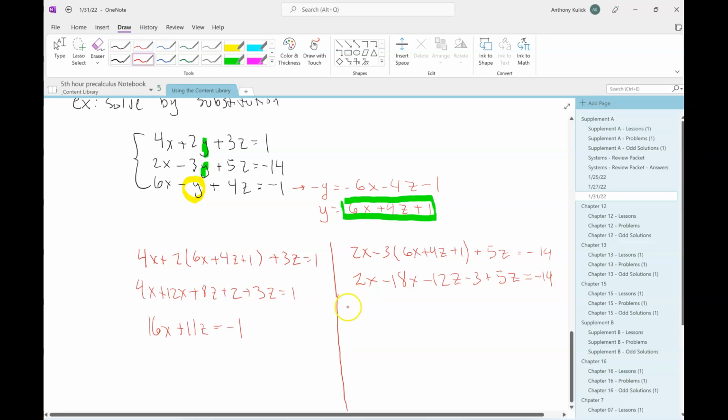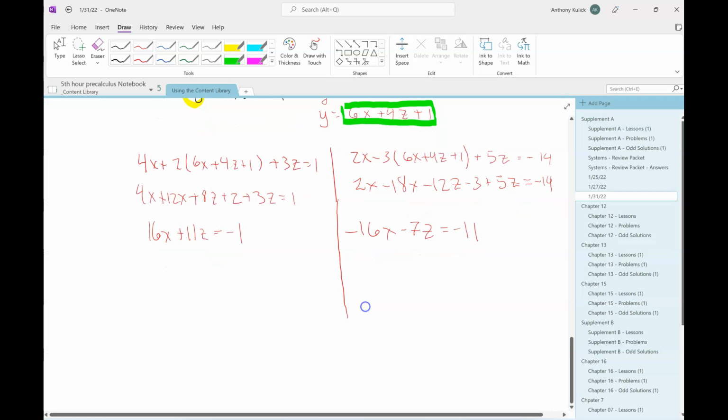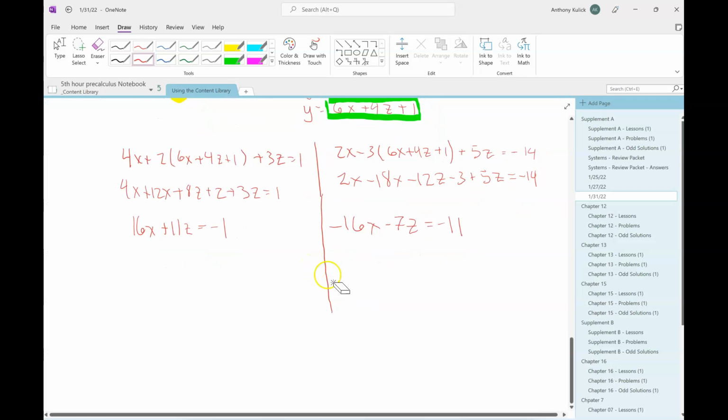If I group those together, I have -16x, -12z, and 5z is -7z. And if I add the 3 over, I get -11. So what I have now is 2 equations in 2 variables.